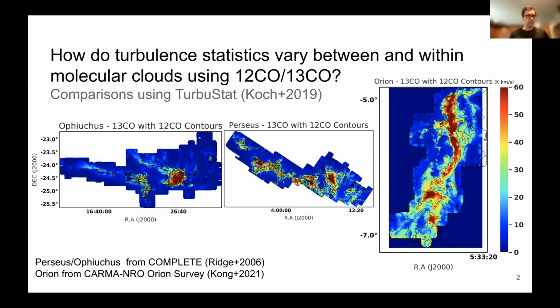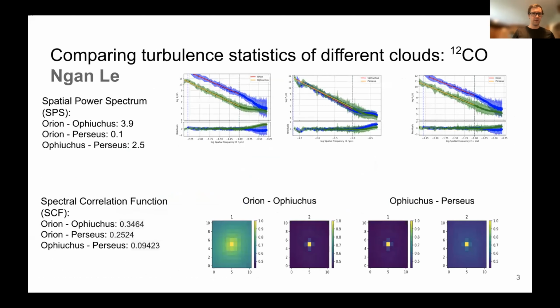So the purpose of the project was to be exploratory. Everyone used slightly different methods to compare turbulent properties between the clouds and within them to see how they vary. And so with that, I'll let everyone take it away.